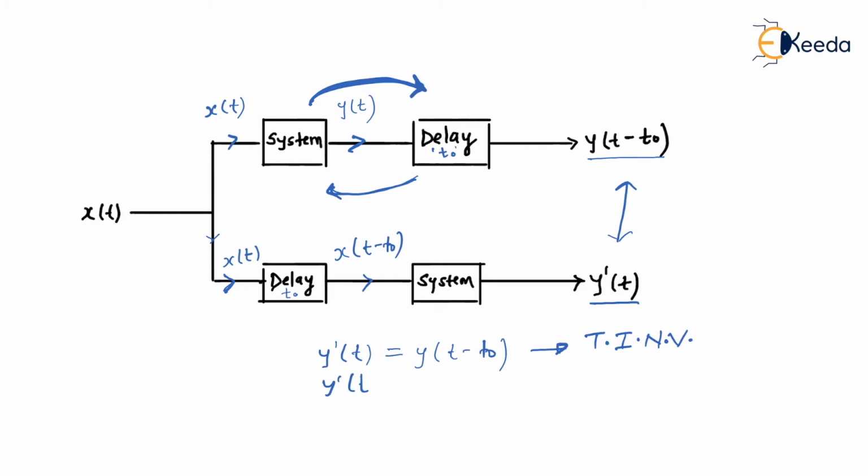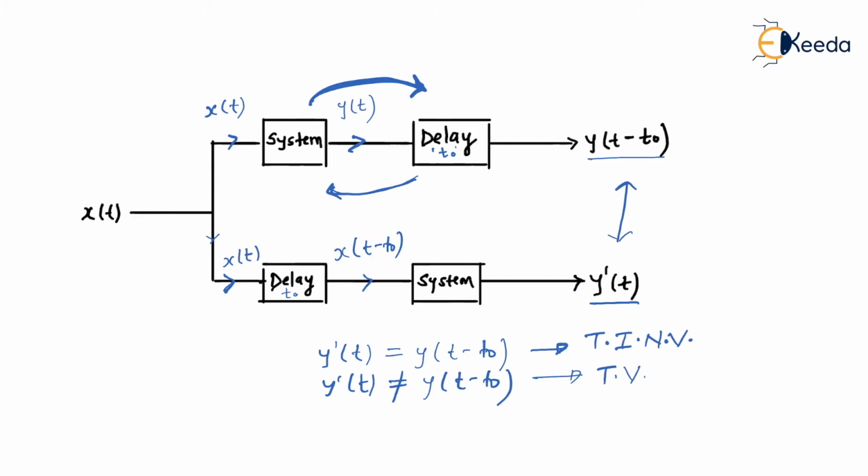If y dash of t is not equal to y of t minus t naught, then the respective system is called a time variant system. So whether it is time invariant or time variant depends on whether y dash of t is equal to y of t minus t naught or not, right?